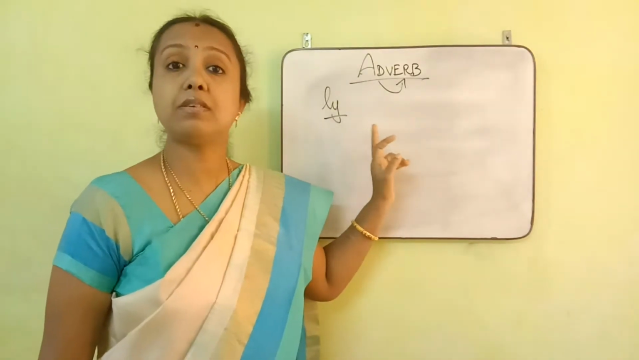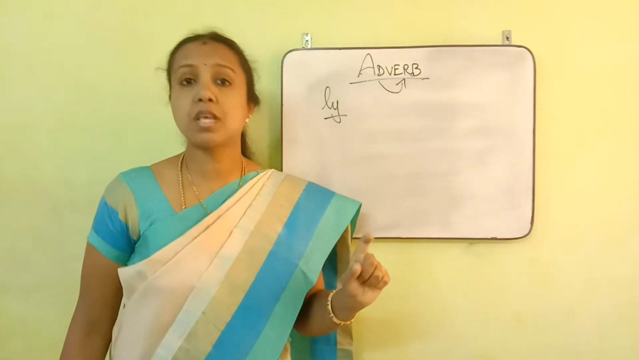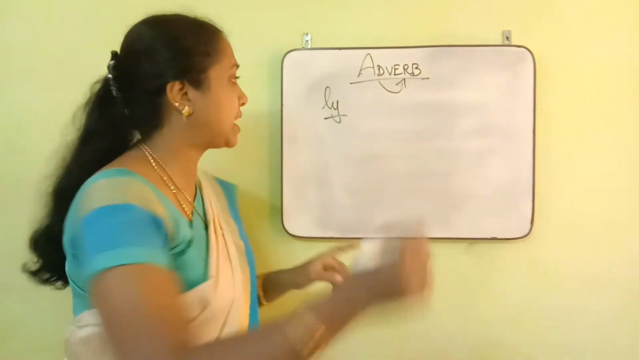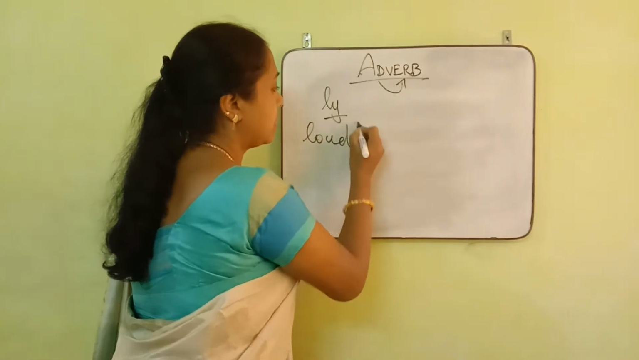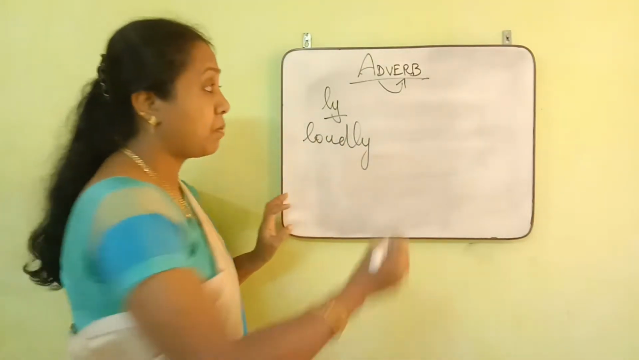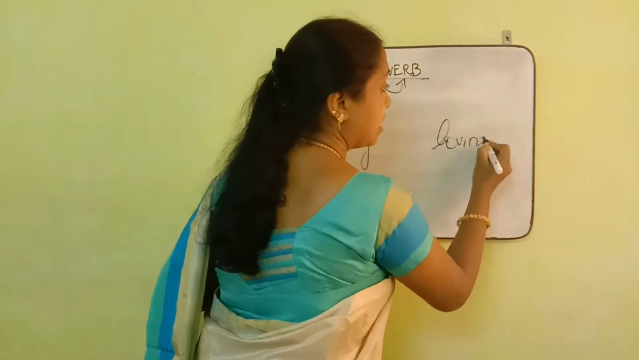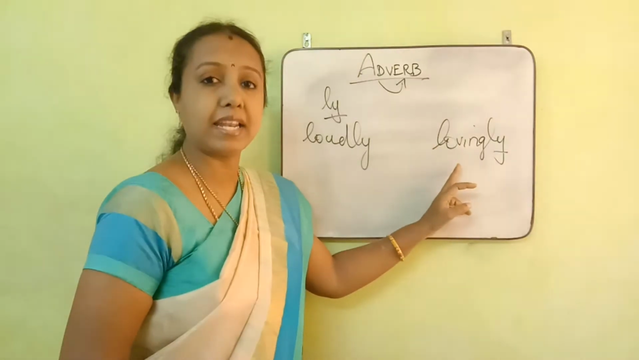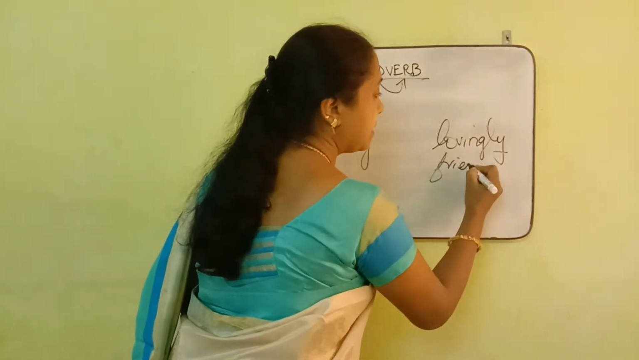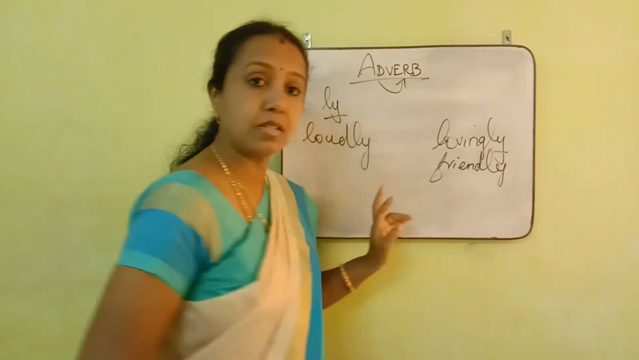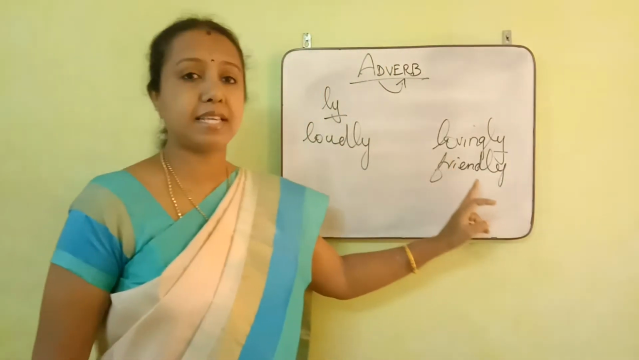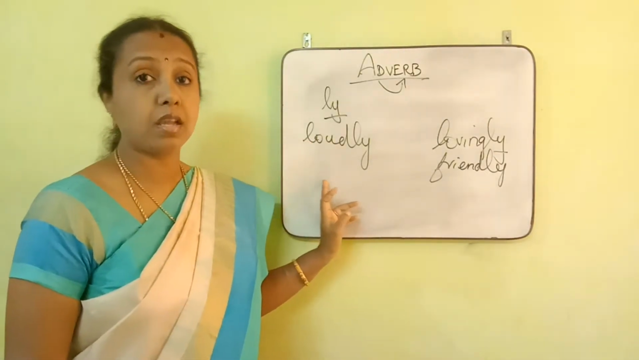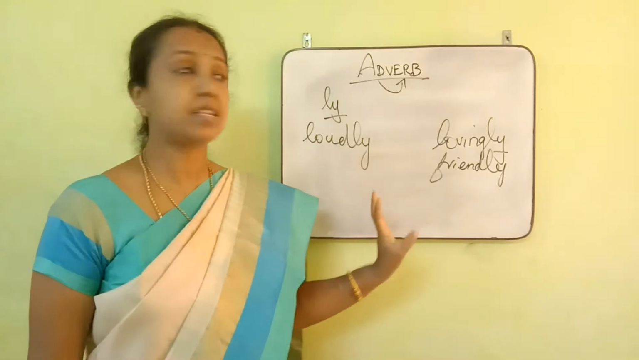that doesn't mean it is correct, because all words which end in ly are not adverbs. For example, when I say loudly, that's an adverb, but when I say lovingly, though it ends in ly, it's not an adverb, it's an adjective. And when I say friendly, again, that is also not an adverb, it's an adjective. So when I talk about loudly or rarely or regularly, these are called adverbs.